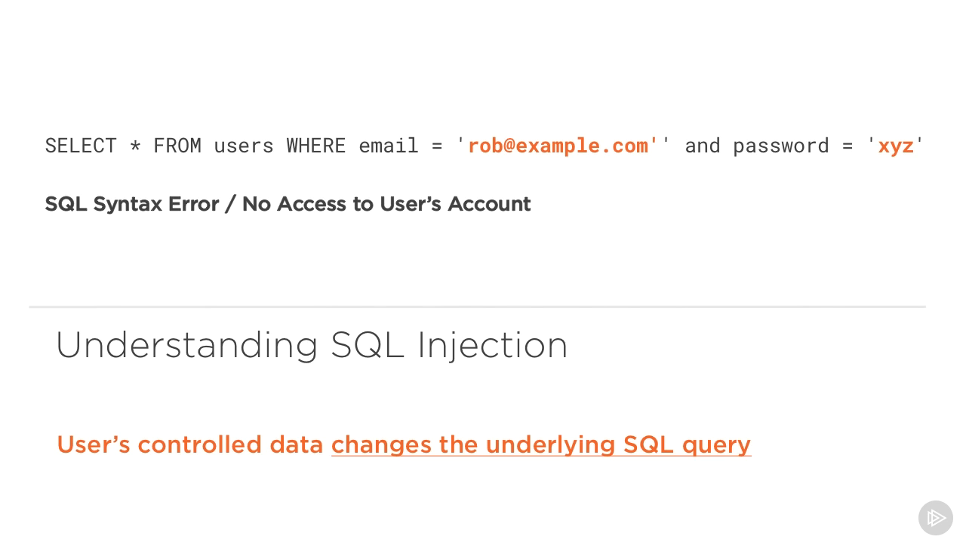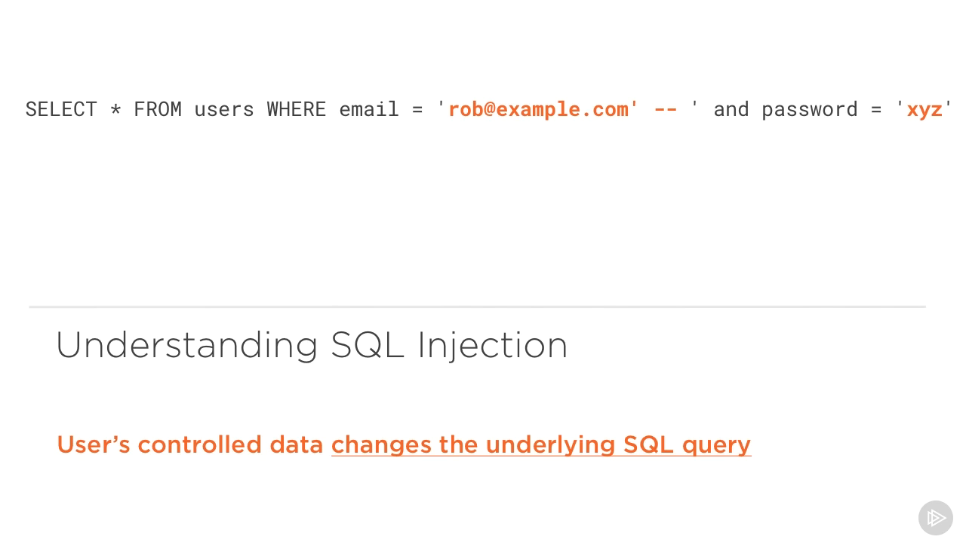Okay, let's continue our consideration and let's discuss case number 3. This time, the user's email is rob@example.com apostrophe, space character, 2 dash characters and a space character. This is a very interesting email because it makes the query valid from a SQL syntax point of view. And in addition to this, it changes the logic of the SQL query. Let me explain how it works.